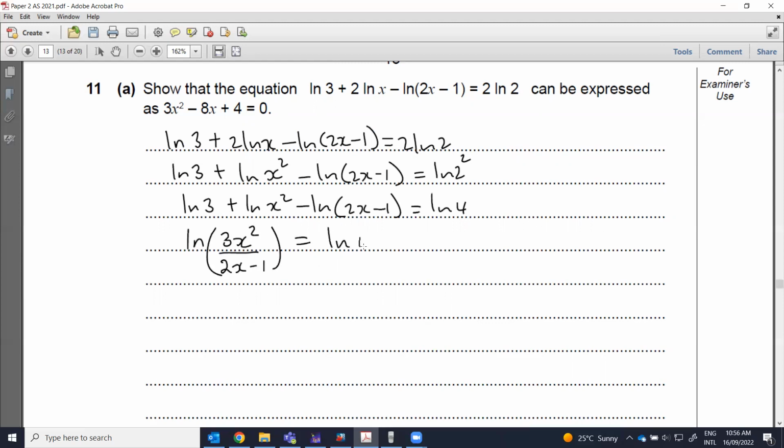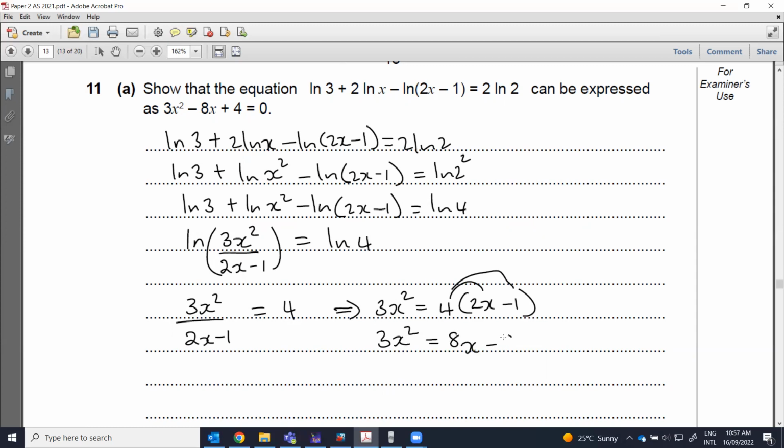And this is ln of 4. Now, because these two logarithms have the same base, I can equate their arguments. So I can say 3x squared over 2x minus 1 is equal to 4. And then cross multiply. We have 3x squared is equal to 4 multiplied by 2x minus 1. The 4 must multiply out. So I have 3x squared is equal to 8x minus 8.